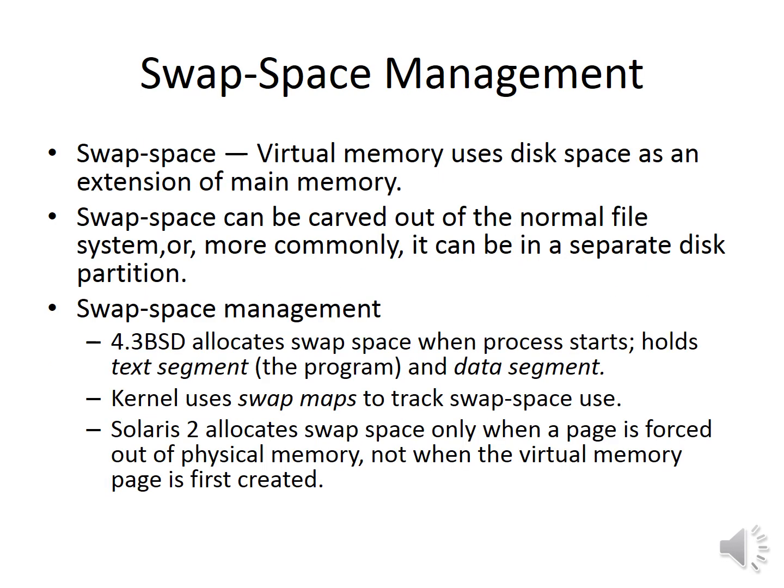Swap space management. Virtual memory uses disk space as an extension of main memory. Swap space can be carved out of the normal file system, or it can be in a separate disk partition. In 4.3BSD, swap space is allocated when the process starts; it holds the program text and data segment. It uses swap maps to track swap space use. Solaris allocates swap space only when a page is forced out of physical memory.